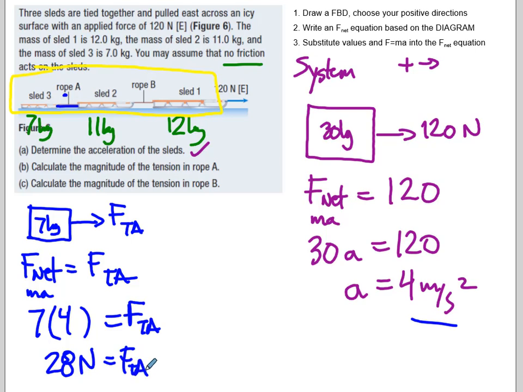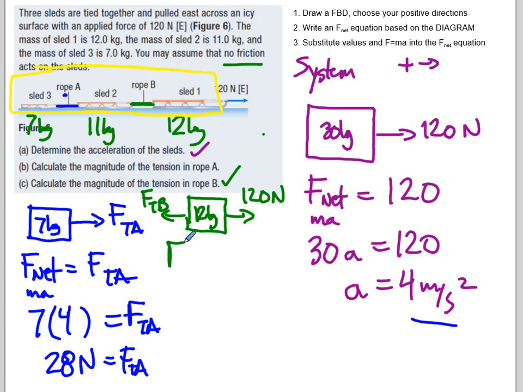Okay, and now let's go to purple, and no, we did purple, let's do green, and we'll calculate the magnitude of tension in rope B. So rope B is this guy right here. We could use sled 1 or sled 2. I'm going to do sled 1, okay, which is 12 kilograms. I have an applied force of 120 newtons to the right, and here's where I have to be mindful. I have a tension force, okay, in B going to the left.